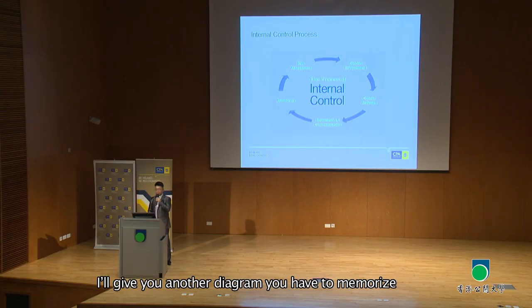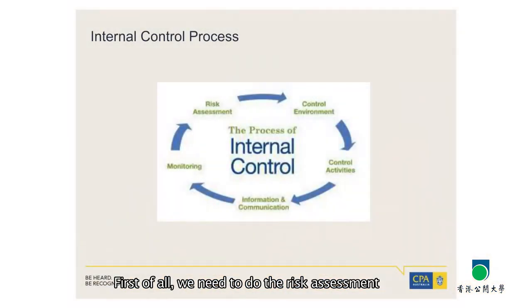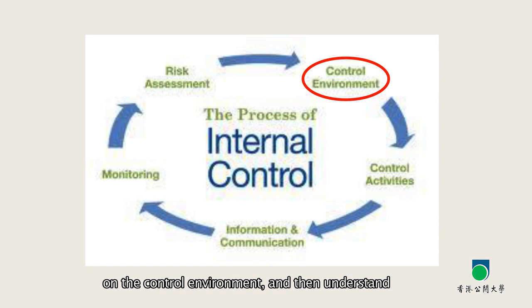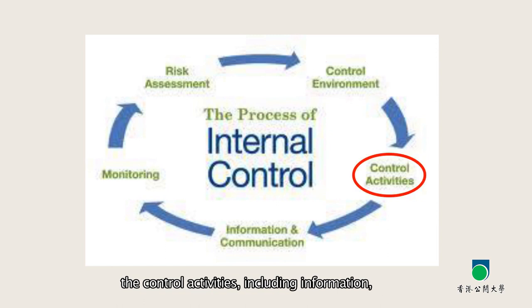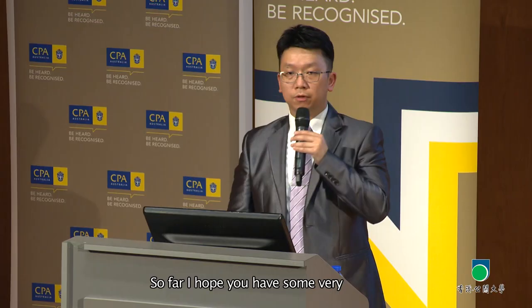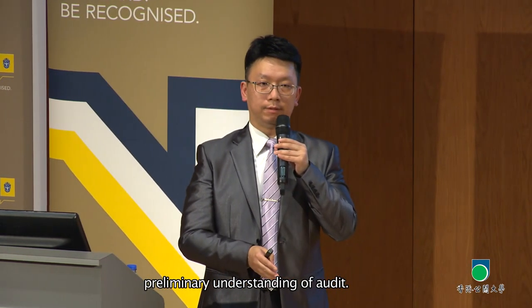Here is another diagram you have to memorize about internal control processes. First of all, we need to do the risk assessment about the control environment, and then understand the control activities, including information, communication, and monitoring. So far, I hope you have some very preliminary understanding of audit.